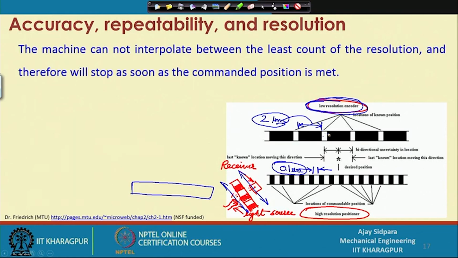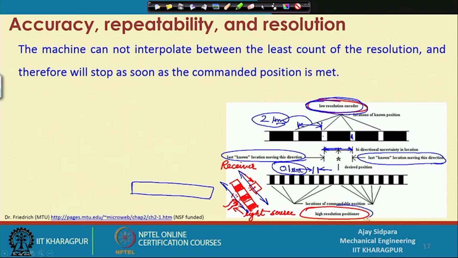So, now consider that you are moving your table in this direction, from the last known location. What is happening is that this is the one location where your receiver is able to get the signal from the light. Then this whole travel will not get any signal, and then the next one you get a signal at this location, because again that white color came into its way, and your receiver gets the signal from the light. So, within this duration you are not able to get anything.